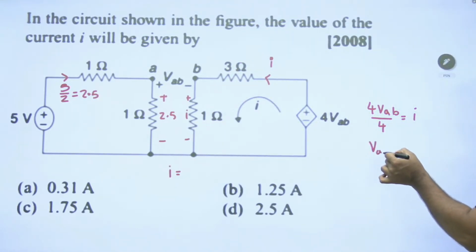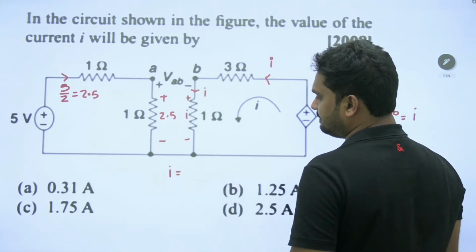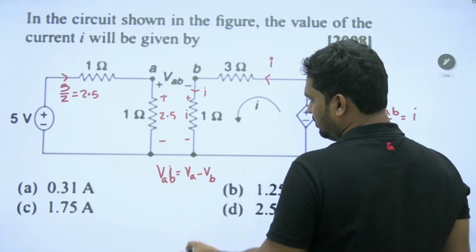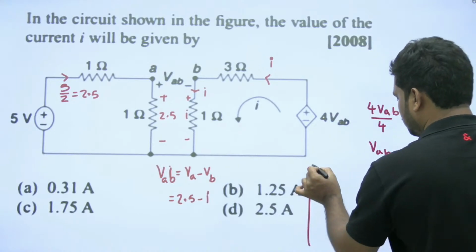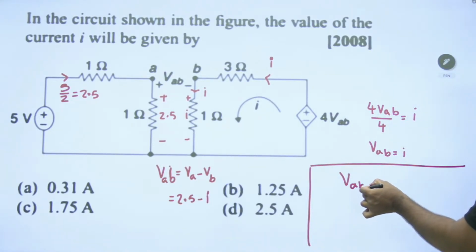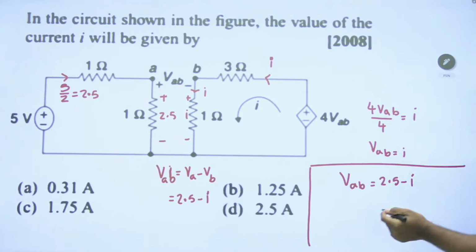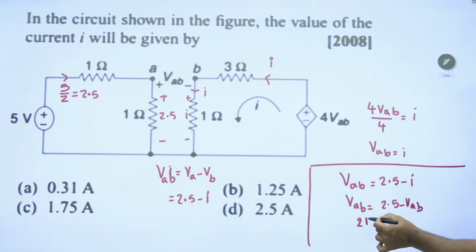So VAB क्या होता है sir? I. So but because this is current I, I into 1 is the drop I. So what is VAB? VA minus VB. VA equal to 2.5. VB equal to minus I. VAB equal to VA minus VB. But what is I? It is also VAB. So VAB equal to 2.5 minus VAB. So 2 times VAB equal to 2.5. आपका VAB कितना होता है सर? 1.25. That's your I.